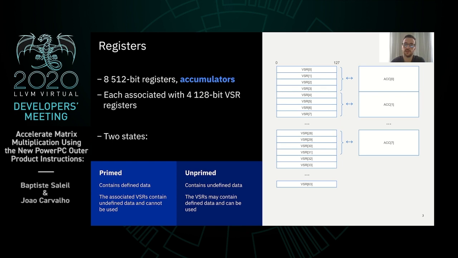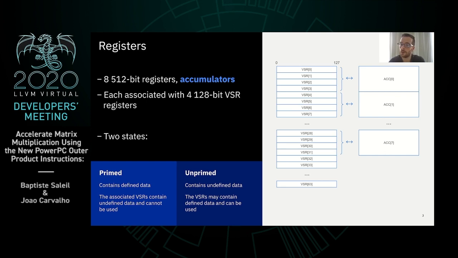And of course, the second state is unprime. When an accumulator is unprime, it doesn't contain defined data, and it cannot be used with MMA instructions. But of course, its associated VSR registers are available and can be used to store any other data.